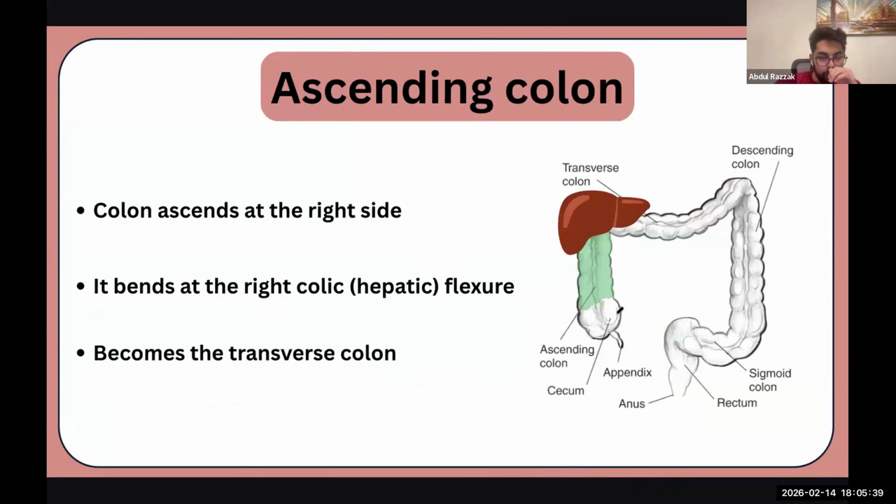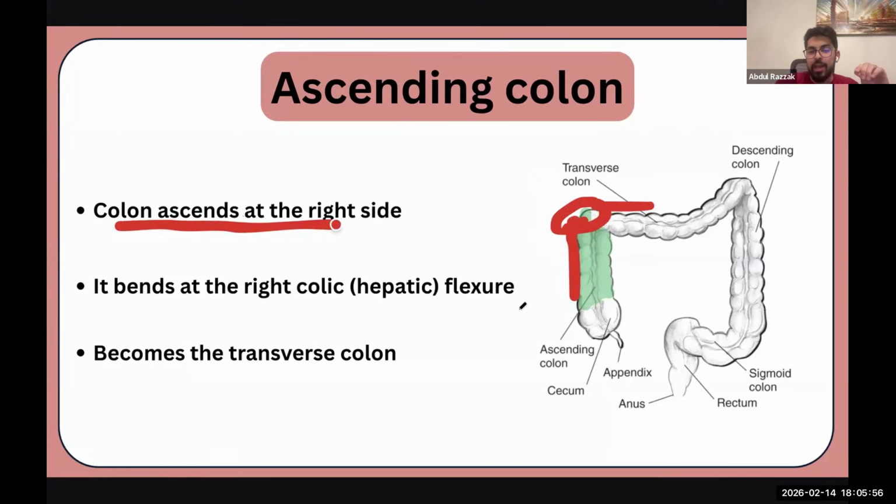Now moving on to the ascending colon. Tayyib. So the ascending colon runs from the cecum all the way up, tamam, vertically, until it reaches the liver here, and it flexes and it bends and then continues transversely. Tamam? So the colon ascends at the right side as the ascending colon. It bends at the right colic flexure. So here the colon flexes. It's going to be going vertically, then it's going to change direction and continue transverse.